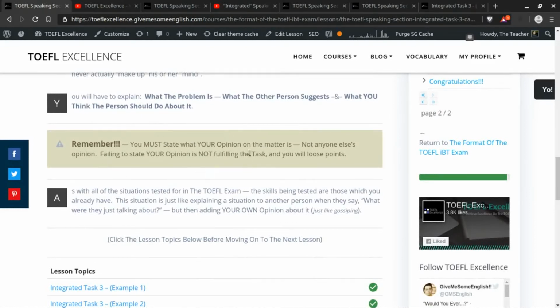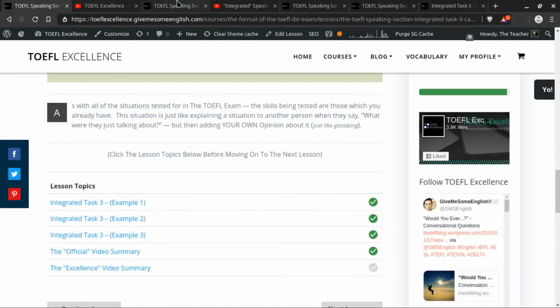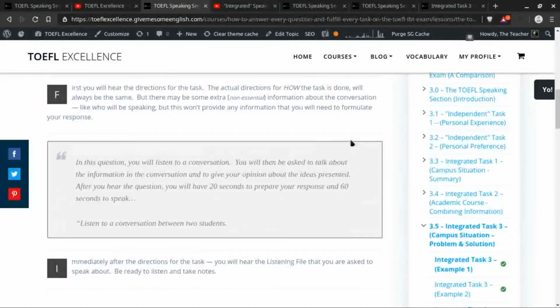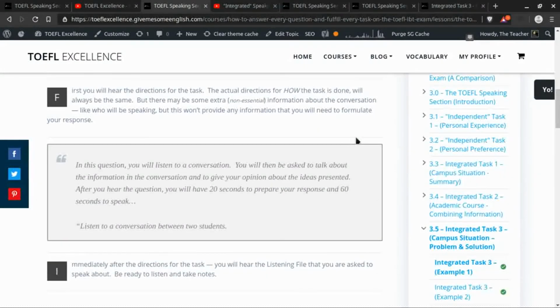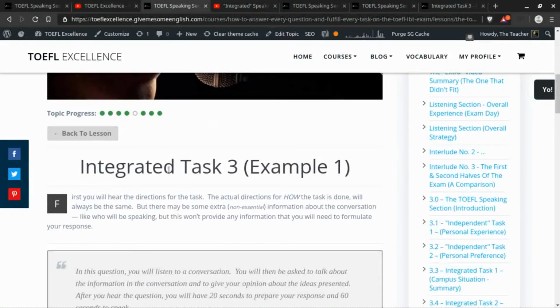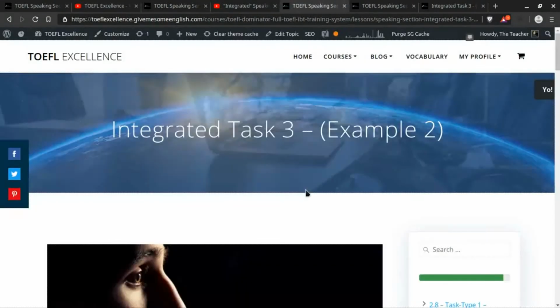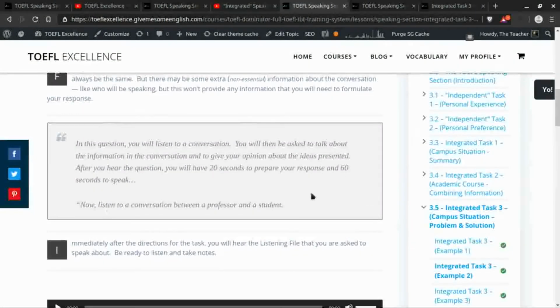You have to state what your opinion is on the matter. Okay? So let's take a look at some of the examples. Now, there's not much to see here in the examples because there's no reading passage, but I just wanted to point out that on the example pages, I give a written version of the type of directions that you might hear in the exam when you sit down.